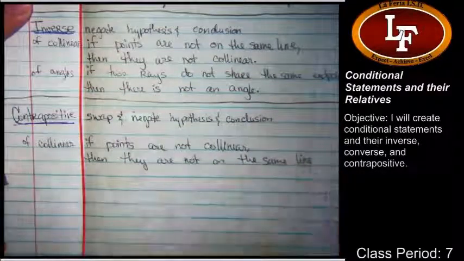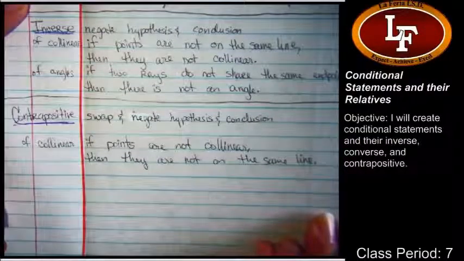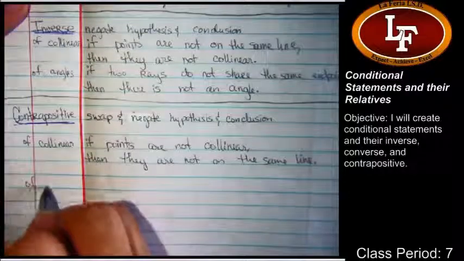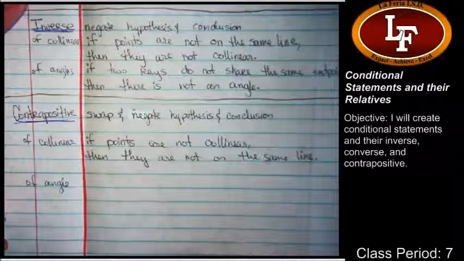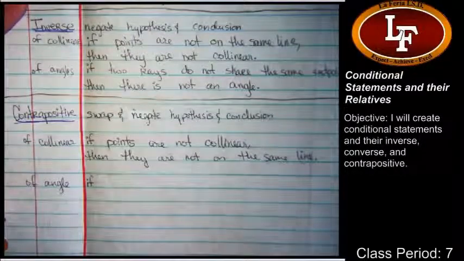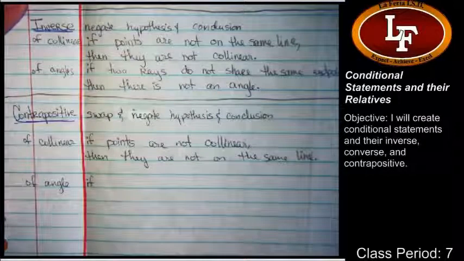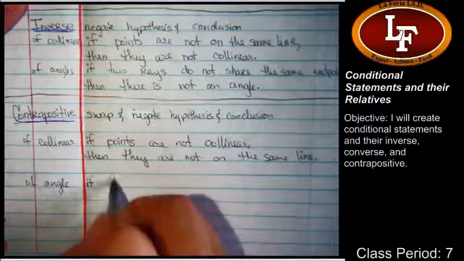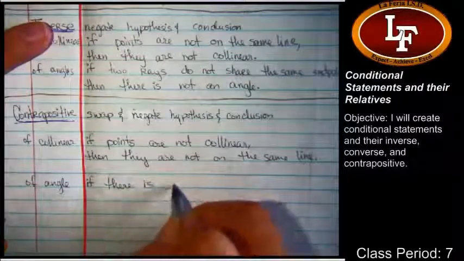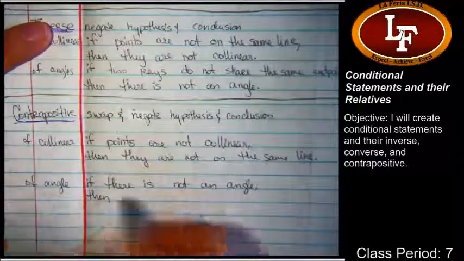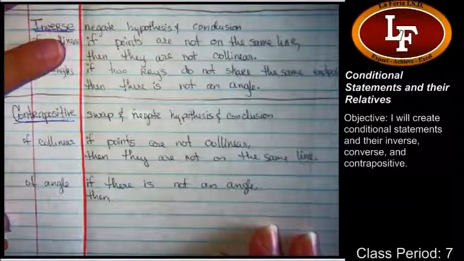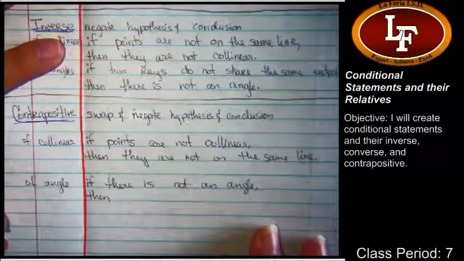You guys are awesome. I know you know. Fantastic. Let's try angle. The contrapositive of angle. What was the original conclusion? The original conclusion is there is an angle. So the negation is there is not an angle. If there is not an angle, then what was the original hypothesis? Two rays share the same endpoint. So negate it, you get?